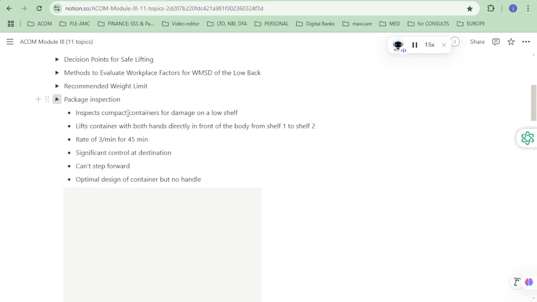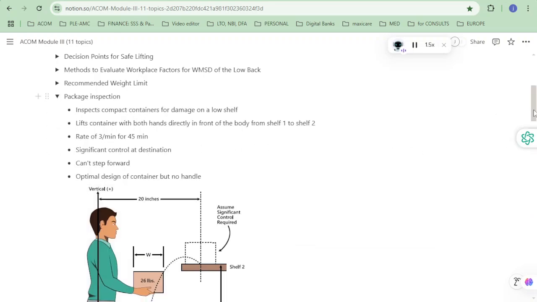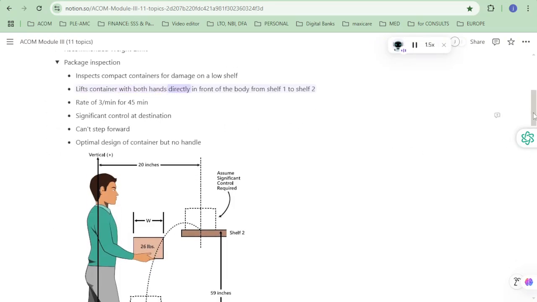Package inspection. Inspects compact containers for damage on a low shelf. Lifts the container with both hands directly in front of the body from shelf 1 to shelf 2, at a rate of 3 per minute for 45 minutes. Significant control at destination. Can't step forward. Optimal design of container but no handle.